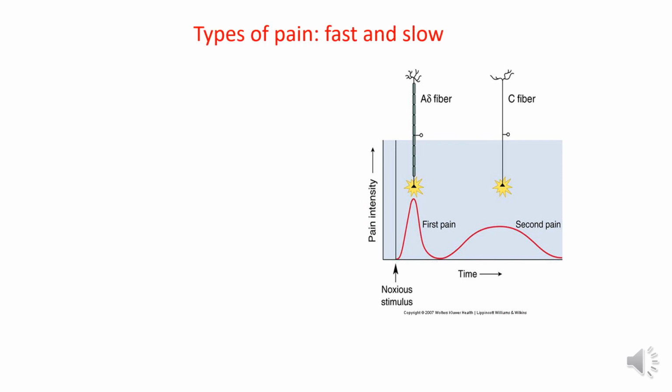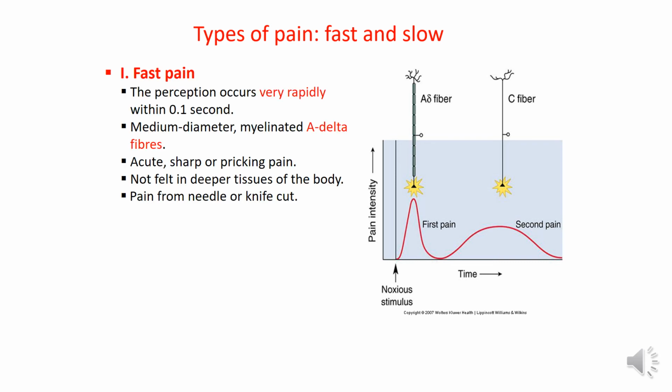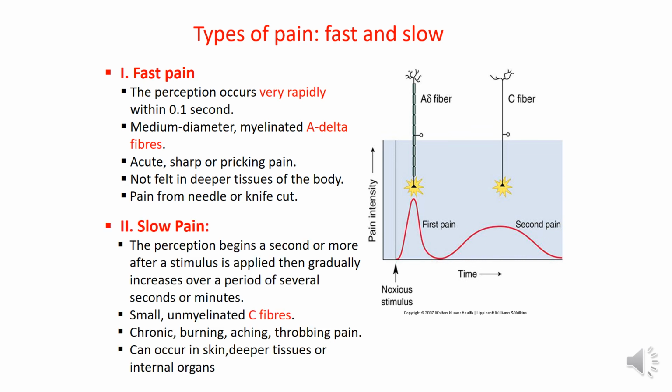Types of cutaneous pain. The cutaneous pain arising from the tissue damage in the skin is characterized by the presence of two types of pain. The first one is fast pain. Second is slow pain. What is the meaning of fast pain? Fast pain is the pain that appears immediately after the tissue damage. It appears within 0.1 second and usually lasts for only 1 second.